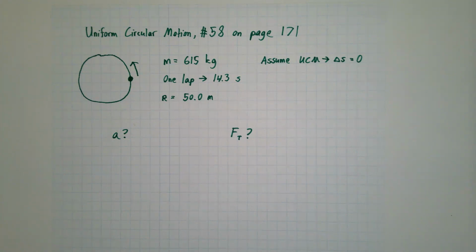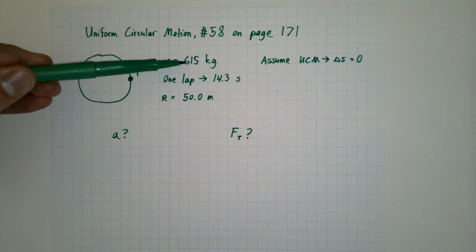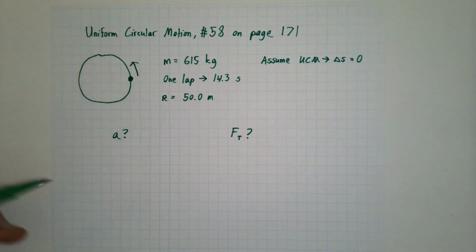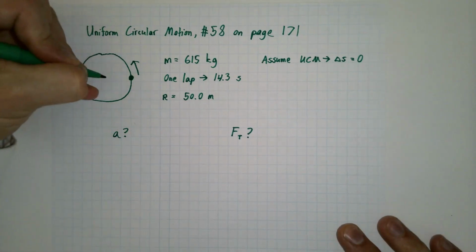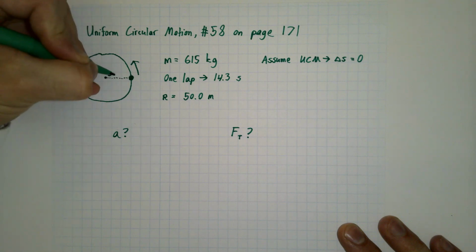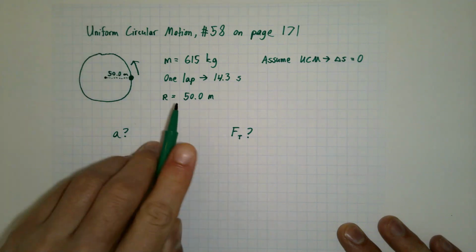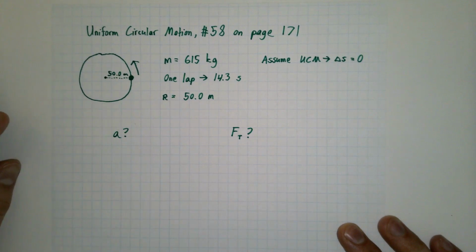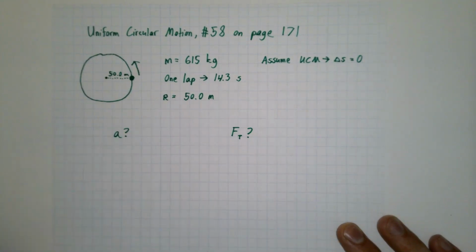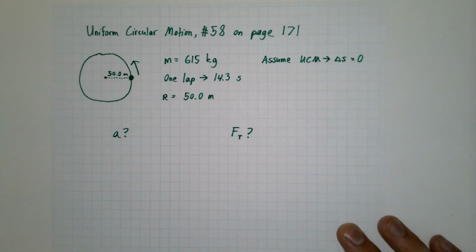A race car with a mass of 615 kilograms is moving around a track. We'll say that it's in the counterclockwise direction. That's what this arrow is indicating. Our dot here represents our race car that's moving around this track. We're given the radius of the track. We're told that the radius of the track is 50.0 meters, and that it takes the race car driver 14.3 seconds to make one lap around the track.